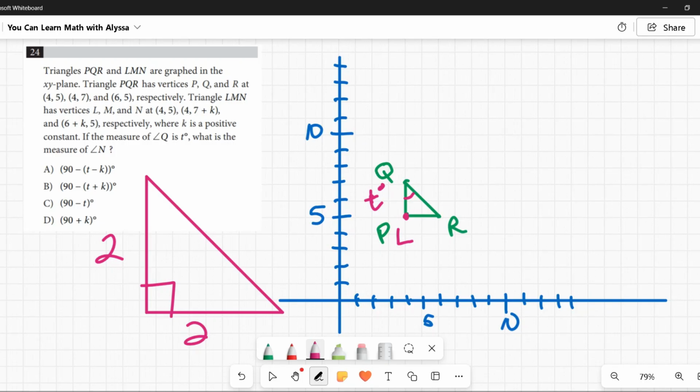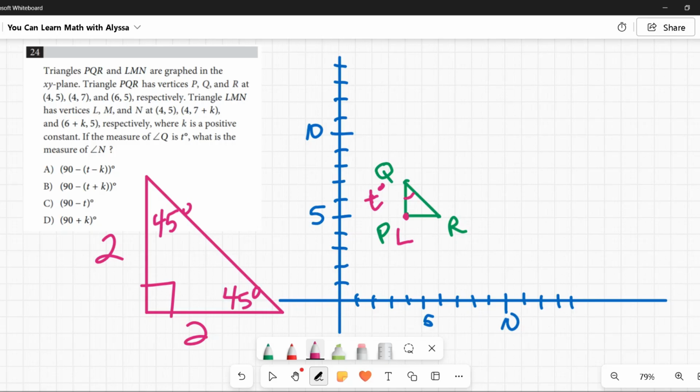Now I'm hoping when you see this right angle and you see that both sides are 2, you immediately think of a 45, 45, 90 right triangle. It is an isosceles right triangle. All isosceles right triangles have base angles, those smaller angles, of 45 degrees. Always, always, always, no exceptions.